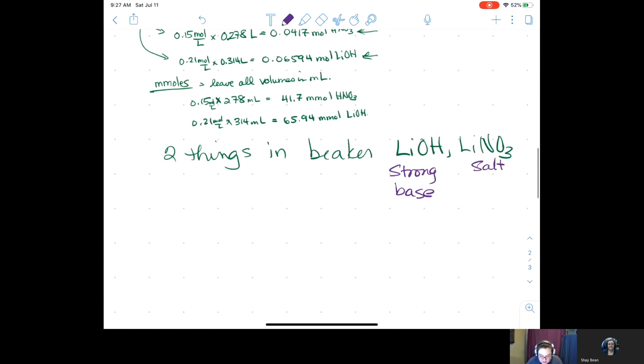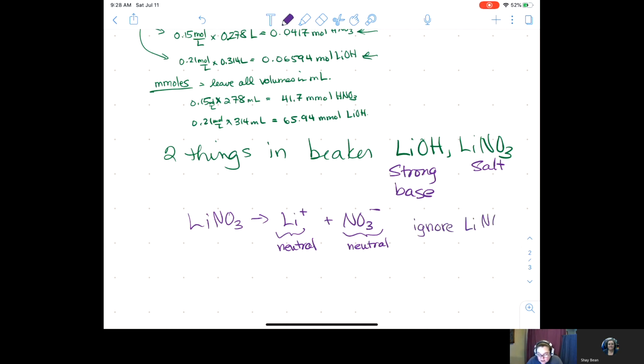And what do I do with the salt? I break it apart into ions, 100%, and for each ion, I identify whether it's acidic, basic, or neutral. The lithium ion comes from the strong base lithium hydroxide, therefore it's neutral. I can ignore it. The nitrate ion comes from the strong acid, nitric acid, therefore it's neutral, therefore I can ignore it. I can ignore the lithium nitrate completely because both of the ions are neutral.